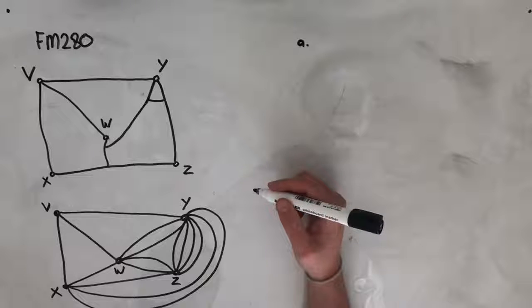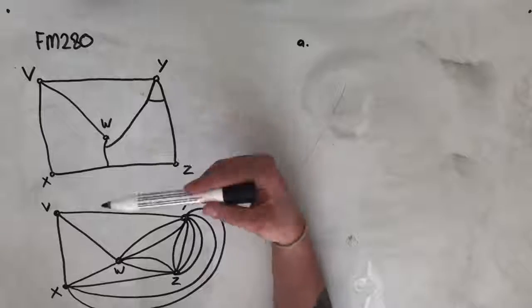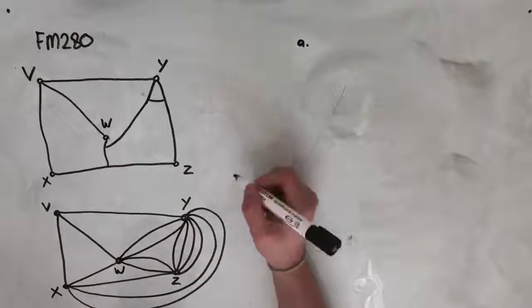This question reads, a map of the trails connecting 5 cabins at a snow resort, V, W, X, Y, Z, is shown below, and then we're given this little map here.